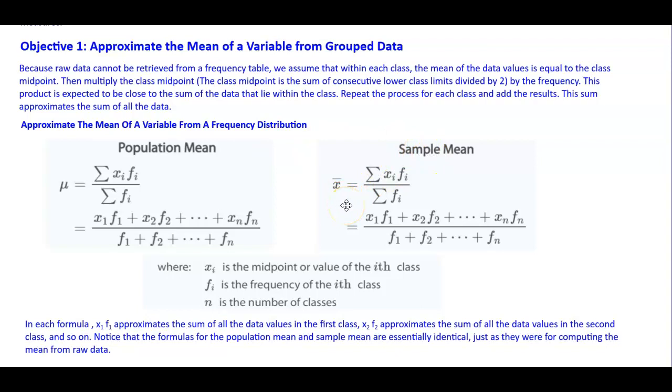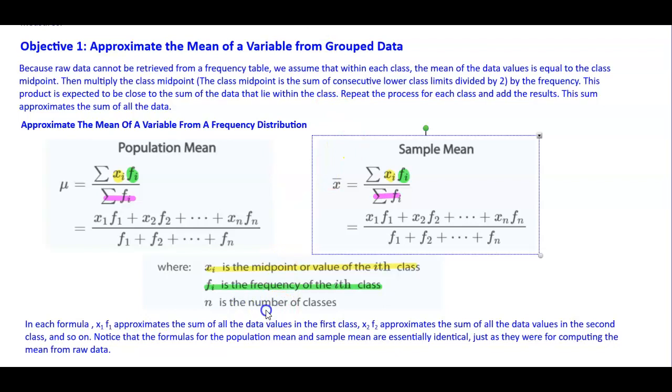Now, to find the population mean, we need to take the midpoint, which is x subscript i. Now, x subscript i is the midpoint or the value of the ith class. It's the same thing over here. Then we multiply it by the frequency of each class and add them up, and that's how we get the numerator. Then we divide by the total of the frequencies.